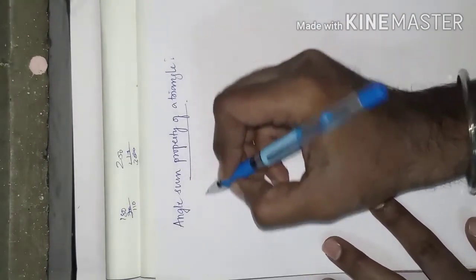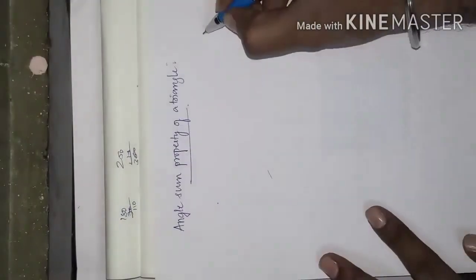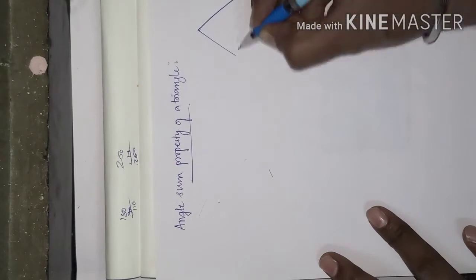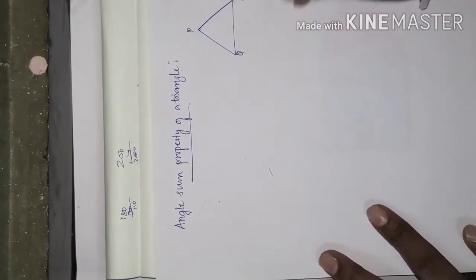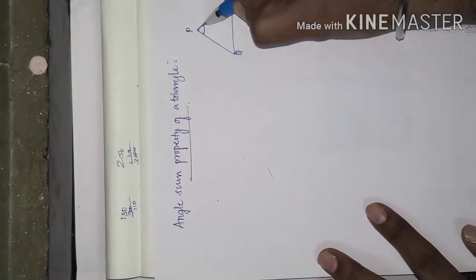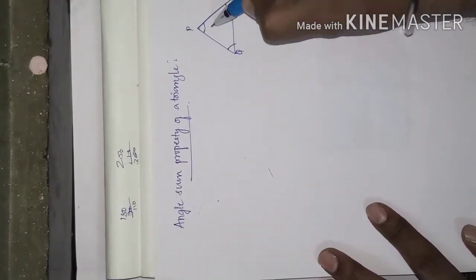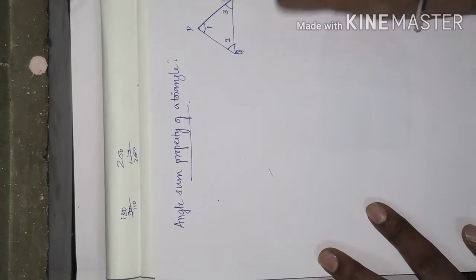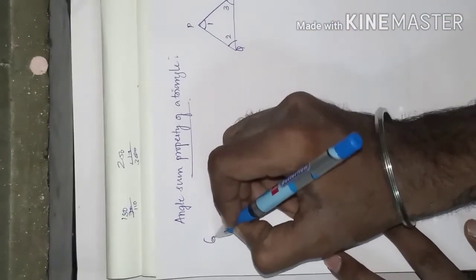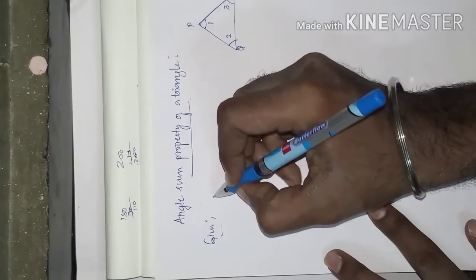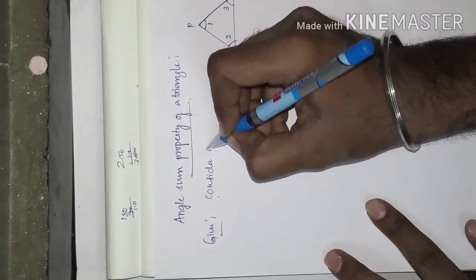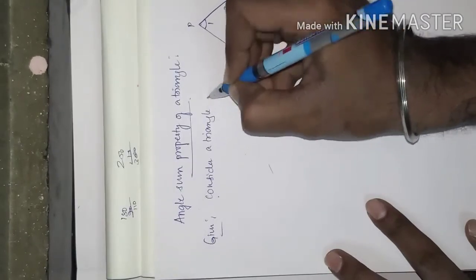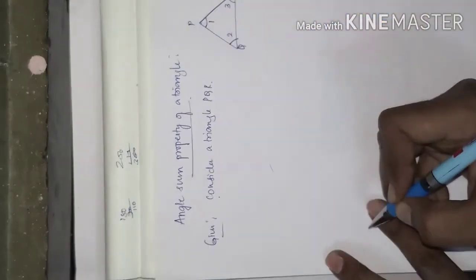Now let me draw the diagram here. I'll mention it as P, Q and R, and I've named the angles as 1, 2 and 3. So, given part: consider a triangle PQR.